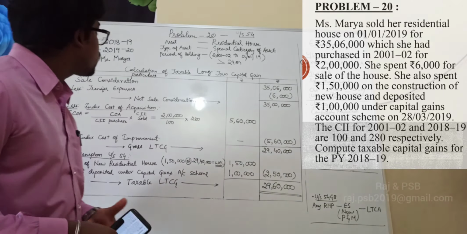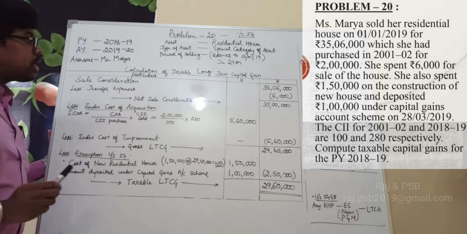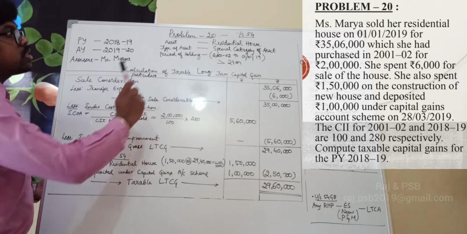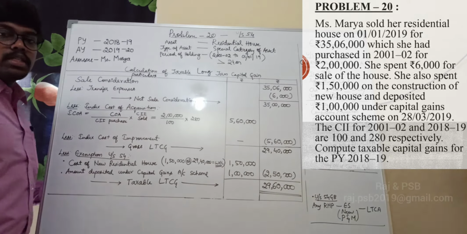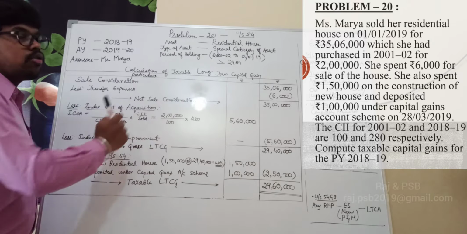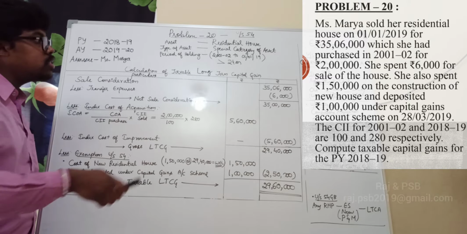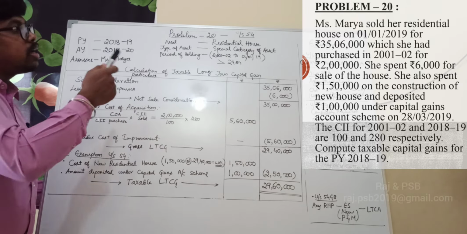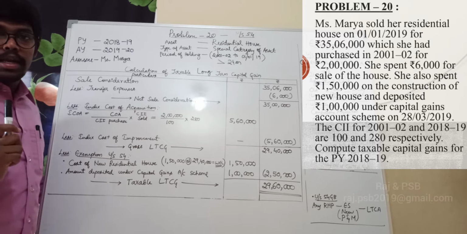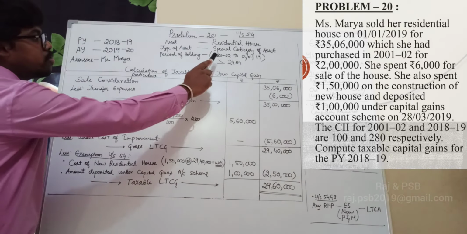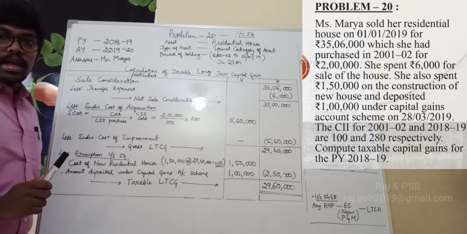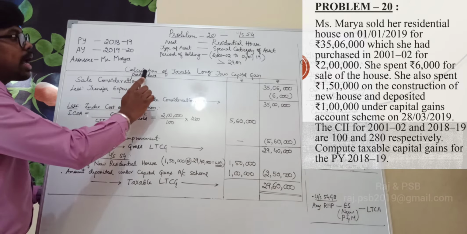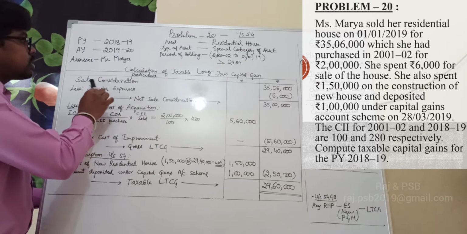So previous year is 2018-19, assessment year is 2019-20, assessee name is Miss Maria and the asset is residential house. The type of asset is special category of assets and we must check whether the period of holding is more than or less than 24 months. Purchase is in 2001-2 and selling is in 2019, that is 1/1/2019. So from 2001-2 to 2019 it is more than 24 months and hence it is treated as long term capital gain. So calculation of taxable long term capital gain, sale consideration.